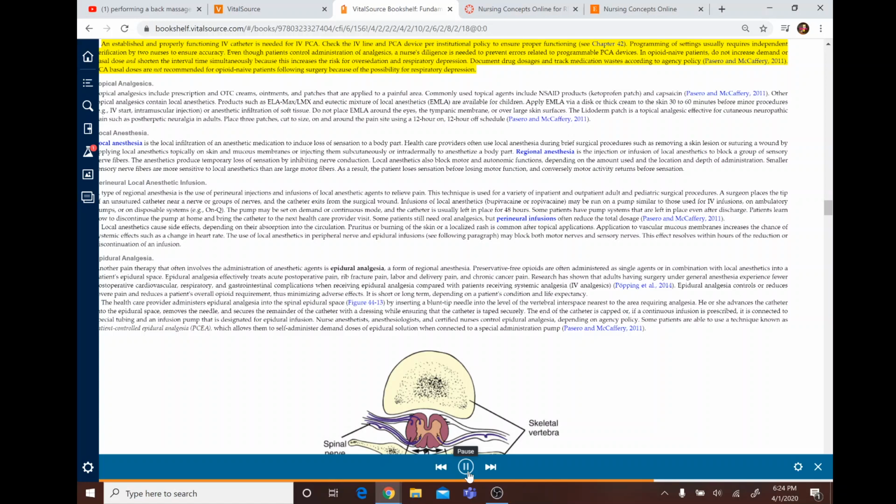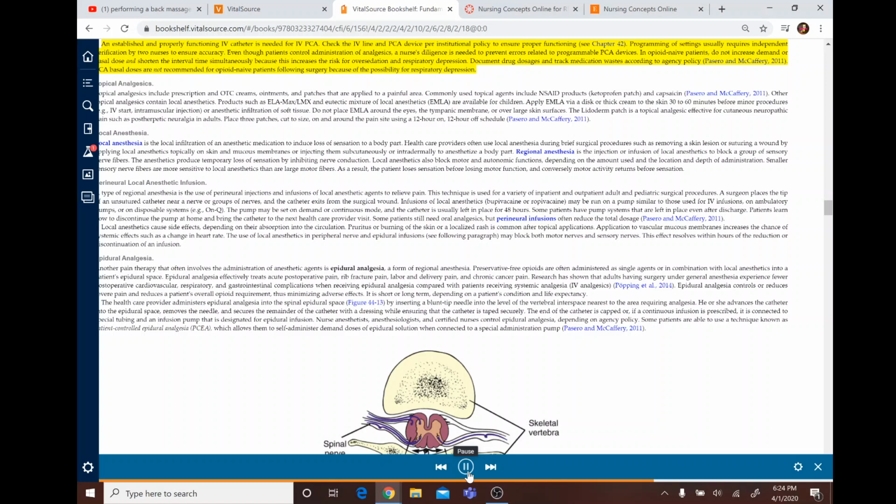Even though patients control administration of analgesics, a nurse's diligence is needed to prevent errors related to programmable PCA devices. In opioid-naive patients, do not increase demand or basal dose and shorten the interval time simultaneously, because this increases the risk for oversedation and respiratory depression. Document drug dosages and track medication waste according to agency policy. Pasero and McCaffrey, 2011. PCA basal doses are not recommended for opioid-naive patients following surgery because of the possibility for respiratory depression.